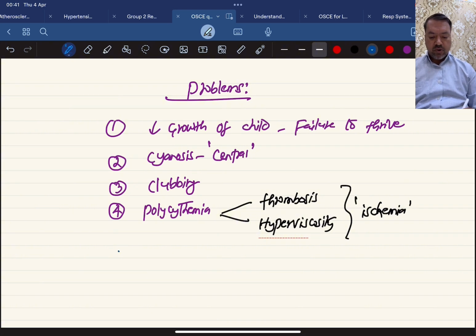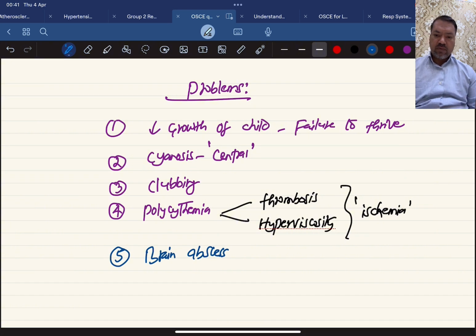Now, another important problem in tetralogy of Fallot is brain abscess. Brain abscess can also occur here because of the shunt, because of the mixing of the blood. Those alveolar macrophages which are present in the lung cannot do their job effectively. So microorganisms may still be there when the blood is flowing to the brain, and that can result in brain abscess.